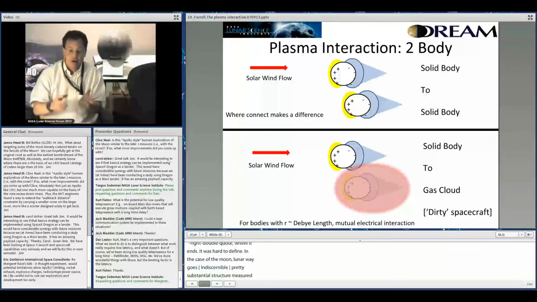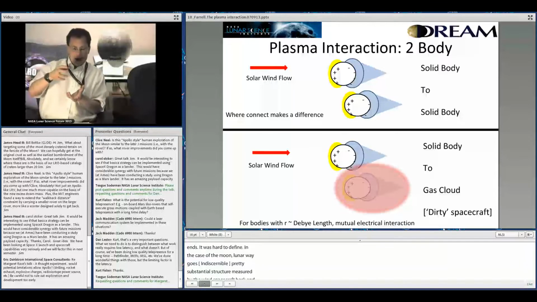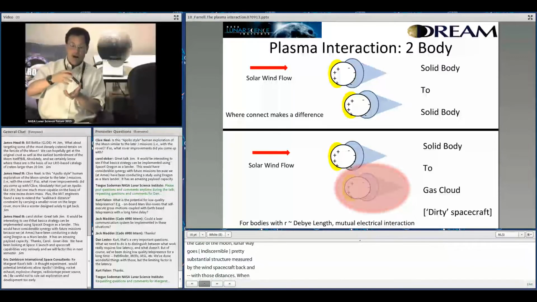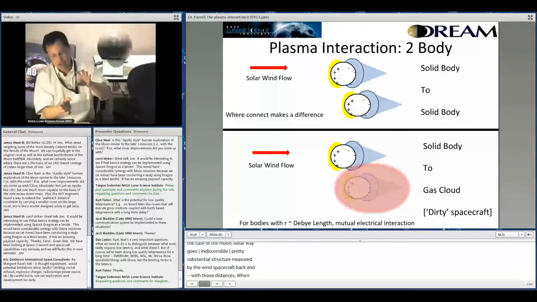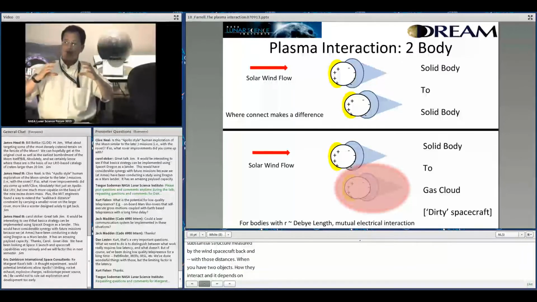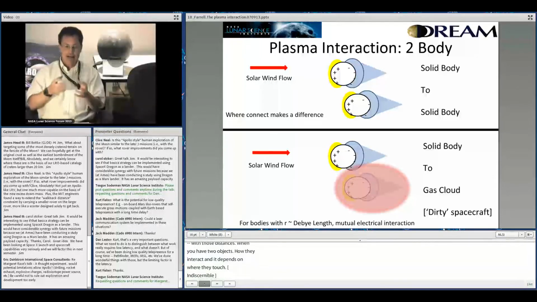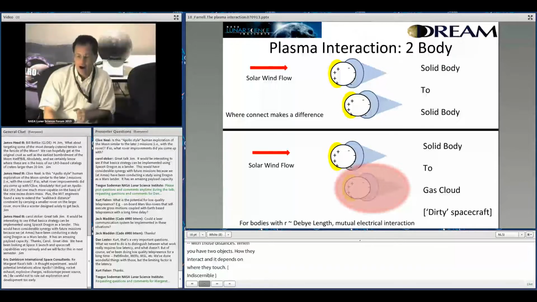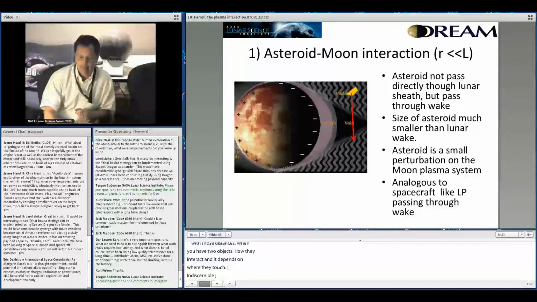Now, when you have two objects, how they interact and the electric fields you get depends on exactly where they touch. For example, if two solid objects touch pole to pole or terminator to terminator, they're going to have a different electrical effect than if one is coming in from the back through the wake region. And then you also have to think about the solid body-gas cloud interaction when it's a human system like Orion, which is just a really big gas cloud that photoionizes. And now I've got these photoion currents. So it's really a dirty spacecraft, if you want to think about it like that.